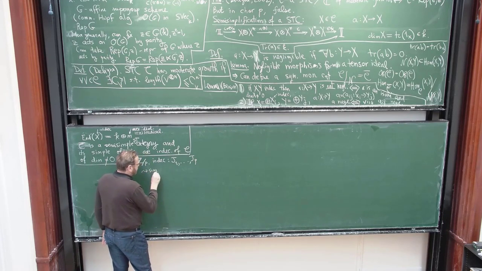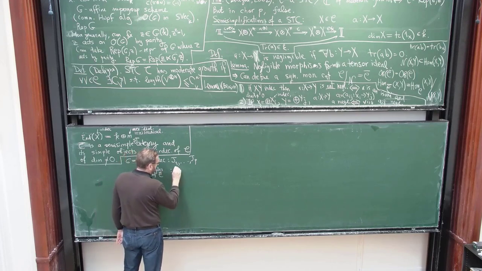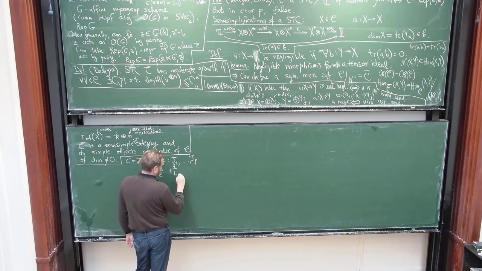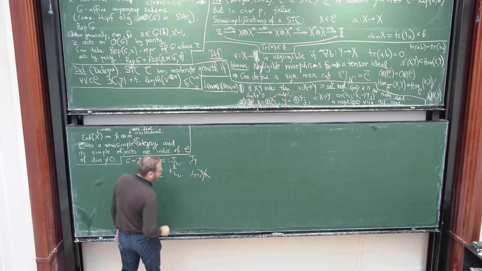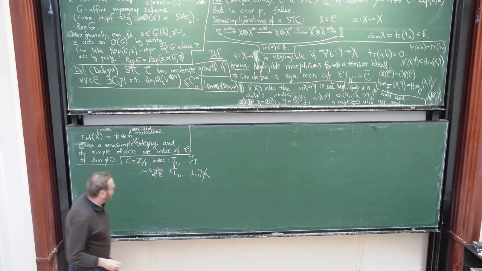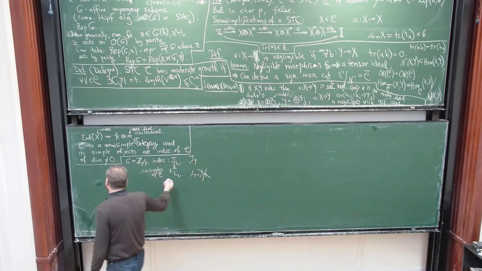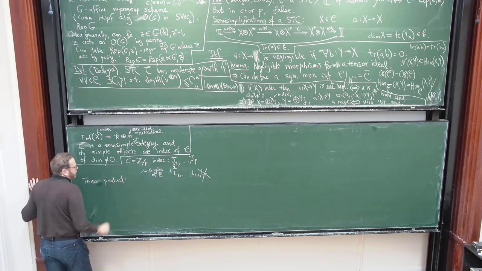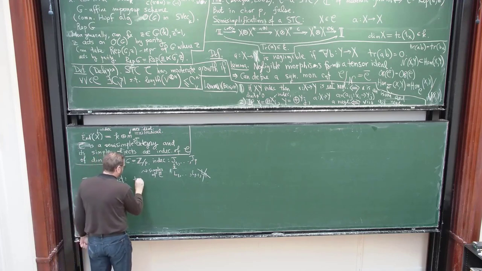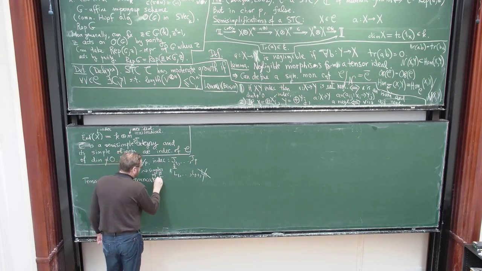And then simple objects of C bar are going to be, so this is the union. And there is going to be, I will call them L1 up to L_{p-1}, but the Lp, which comes from Jp, is going to be zero. And then you can look at the tensor product rule. So this is going to be the truncated Clebsch-Gordan rule.